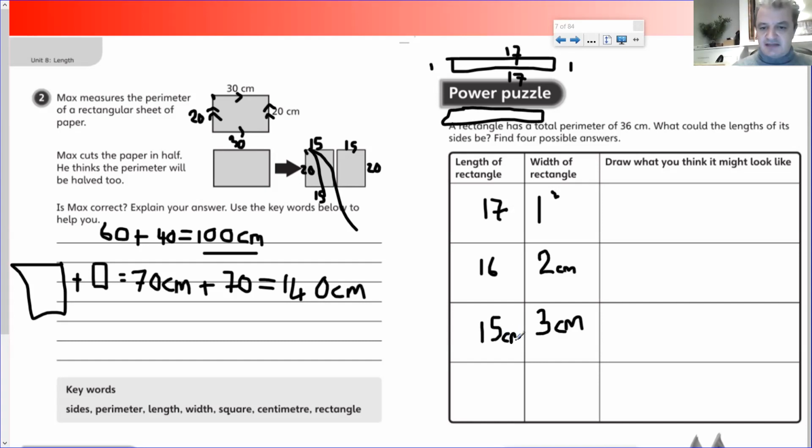Okay, can you see a pattern developing here? What do you think my next answer would be? Okay, if I go 4, double 4 is 8. I have 28 left, and we can see this pattern emerging, 14 centimetres.